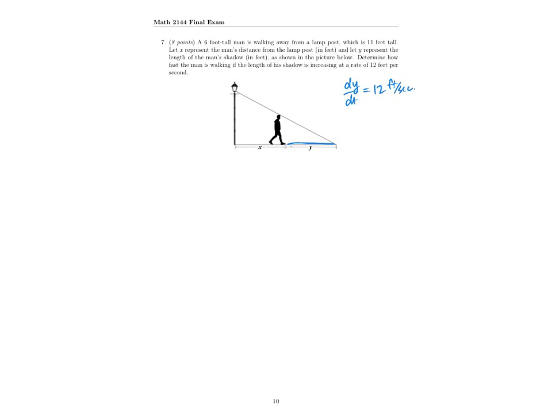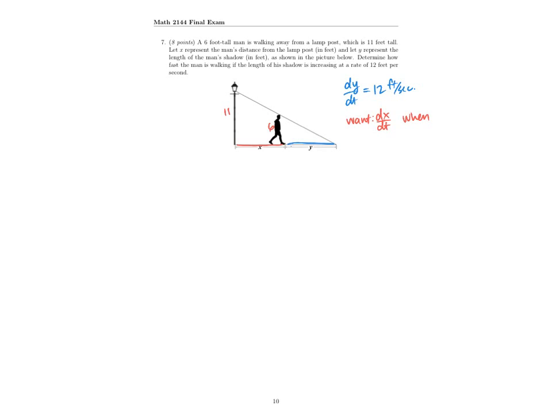And the question is asking how fast he is walking. In other words, how fast x is changing, his distance away from the lamppost. So we want to find dx/dt. We know that his height is always 6, and we know that the lamppost is always 11 feet tall. So those are some things we know as well.